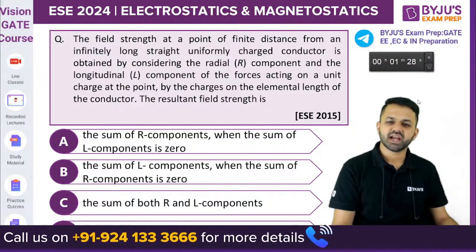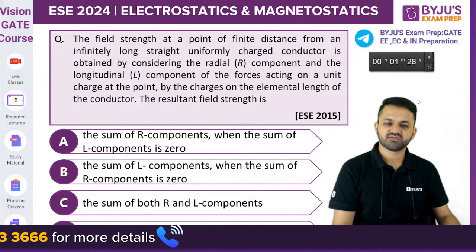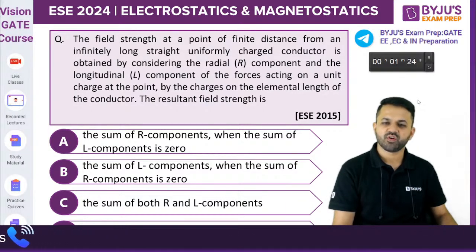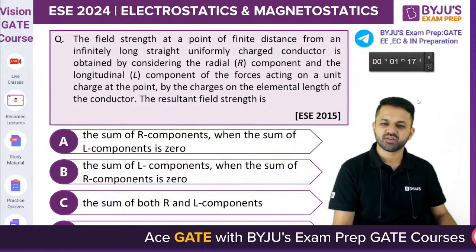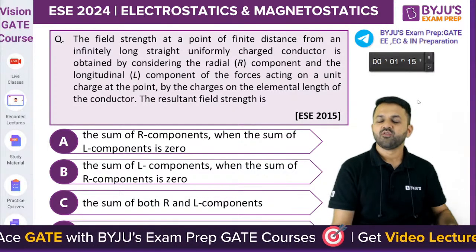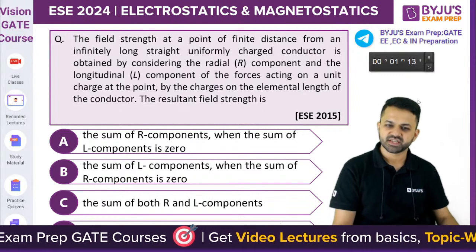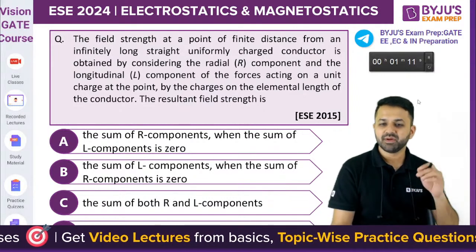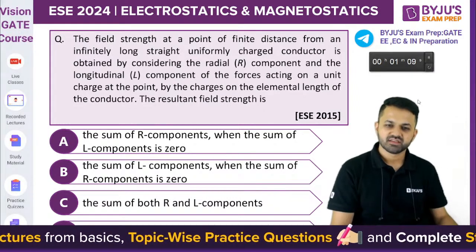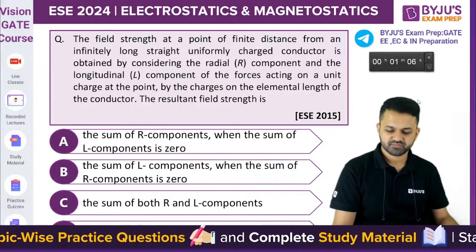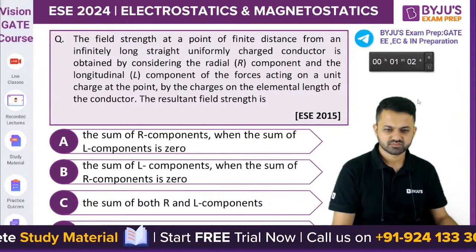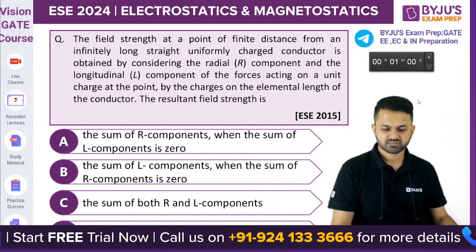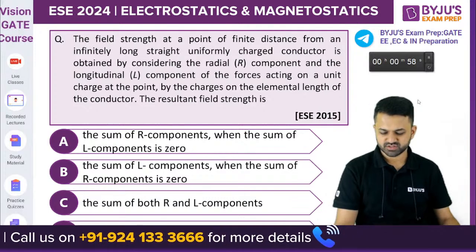The field strength at a point of finite distance from an infinite long straight uniformly charged conductor is obtained by considering the radial component and the longitudinal component of the force acting on a per unit charge. Force per unit charge is nothing but the field strength, by the charges on the elemental length of the conductor. The resultant strength will be. Come on, answer this question.